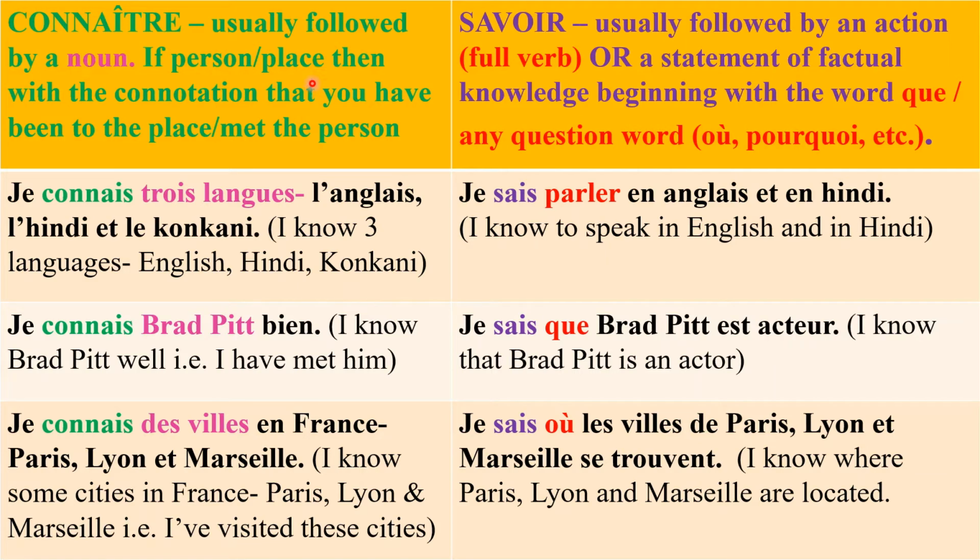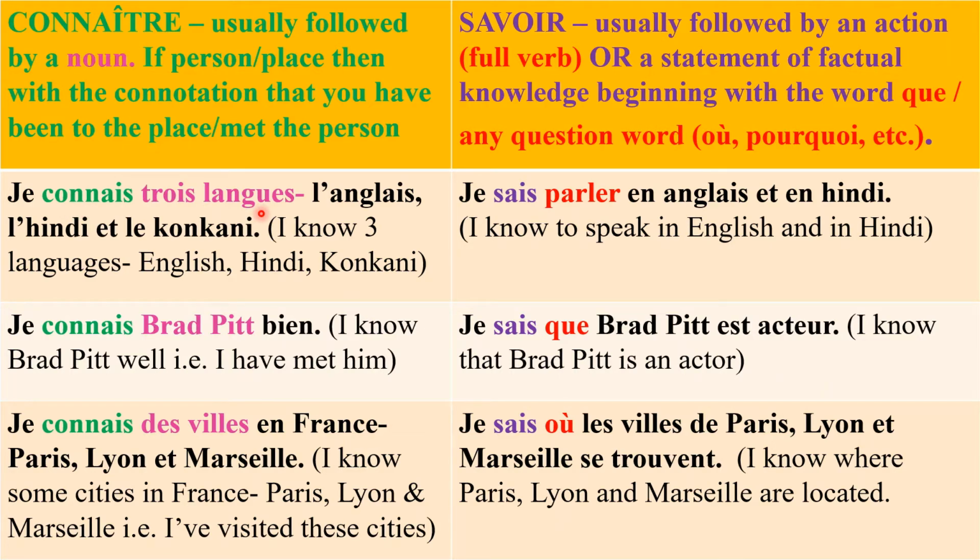So look at how connaître has been used in these three sentences. Je connais trois langues: l'anglais, l'hindi et le konkani. I know three languages: English, Hindi, and Konkani. Now, can you see how connaître has been used and it has been followed up with a noun? You cannot use savoir here. When you're following the verb up with a noun, it has to be connaître because language is a noun here.